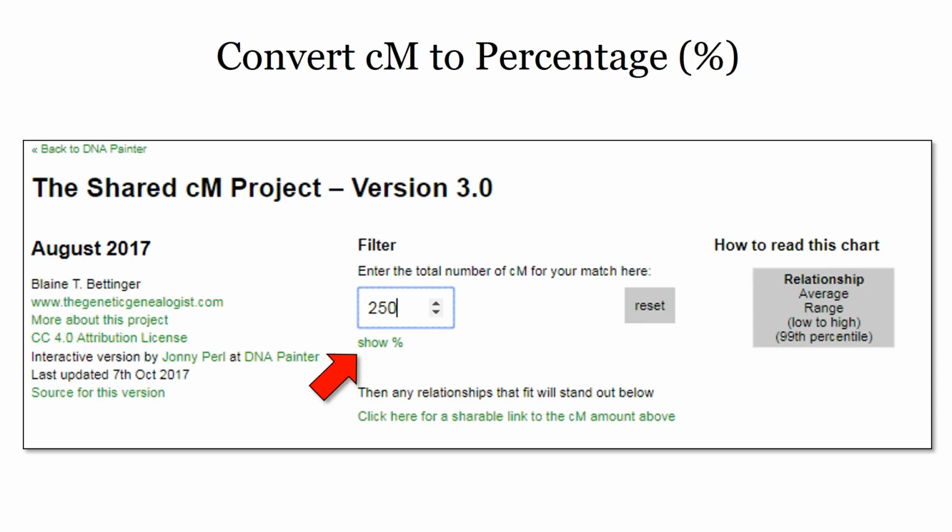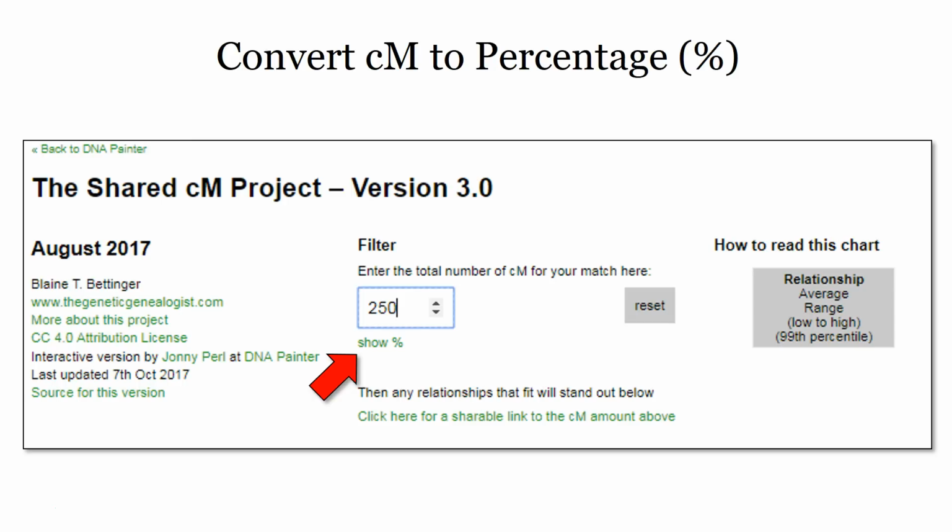All right. The other nice thing this does for me is it converts from percentages to centimorgans and back and forth. Now, if you work at 23andMe, you know 23andMe provides percentages. I'm not a huge fan of percentages. I know some people are, but I prefer to think in centimorgans. It's just the way I always have. So I have a hard time converting back and forth.